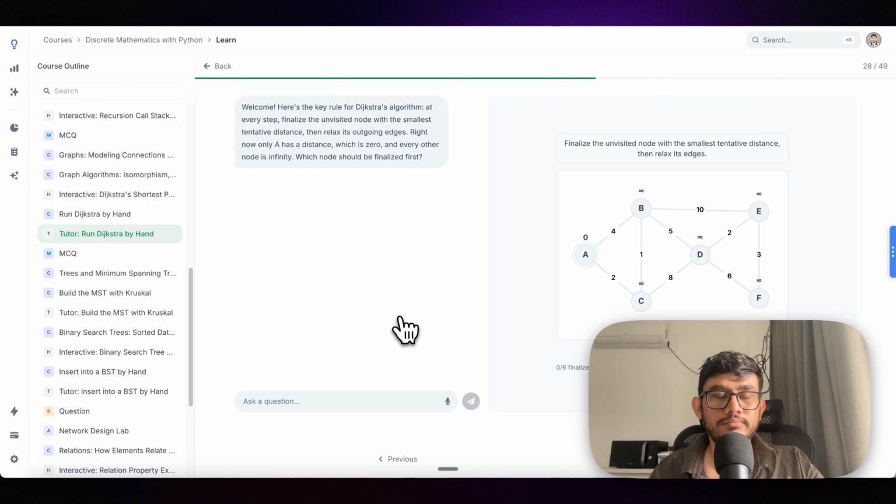Welcome. Here's the key rule for Dijkstra's algorithm. At every step, finalize the unvisited node with the smallest tentative distance, then relax its outgoing edges. Right now, only A has a distance, which is 0, and every other node is infinity. Which node should be finalized first? I think the answer should be A in this case.